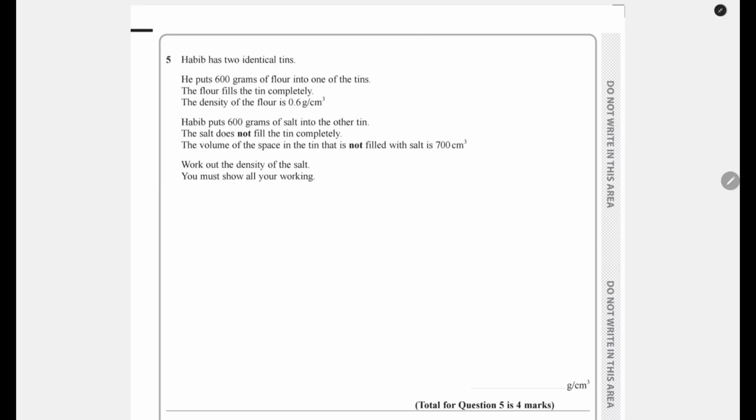So the first thing that we need to do is we need to work out the volume of the tin. So density is equal to mass over volume. And so if we rearrange to make volume the subject, volume is equal to mass over density. So we know that the mass is 600. So volume is equal to 600. And the density, well, it says that the first tin was completely filled with the flour and the density of the flour was 0.6. And so our density for the tin is going to be 0.6 as well. And so if we plug that into our calculator, that gives us 1,000 centimeters cubed. So the volume of the tin is 1,000 centimeters cubed.